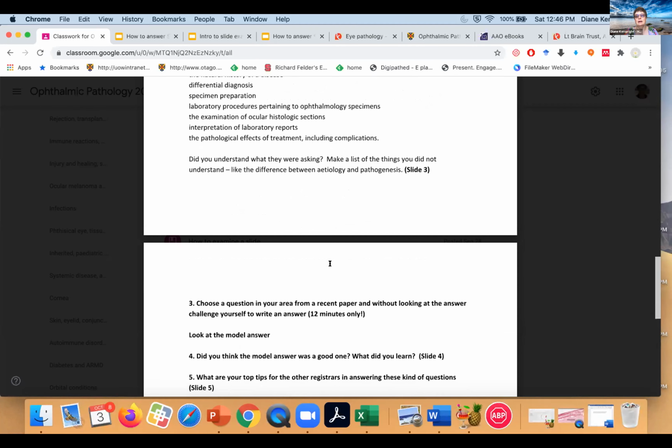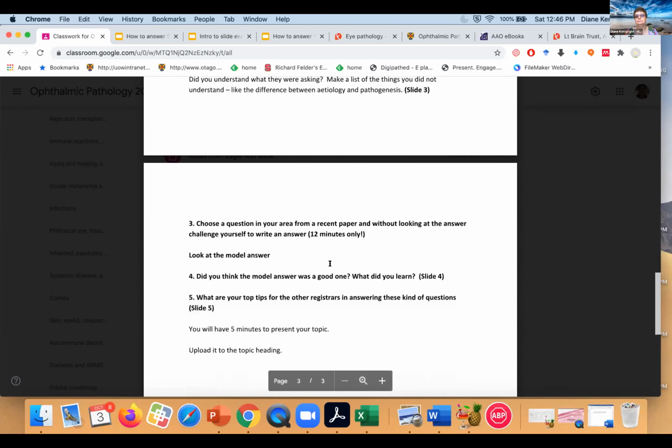On slide 3, I want you to choose a question from a recent paper, and without looking at the answer, try and write an answer. And then I want you to look at your answer and the answer that the previous registrar has written. And I want you to look, was the model answer a good one? Was your answer better? What did you learn from comparing the 2 answers?